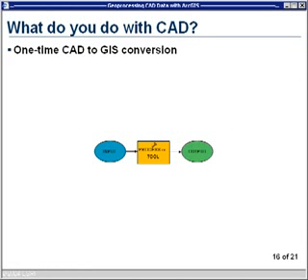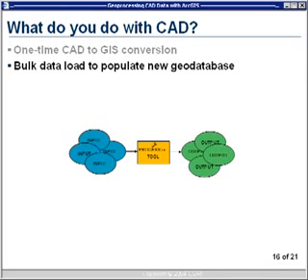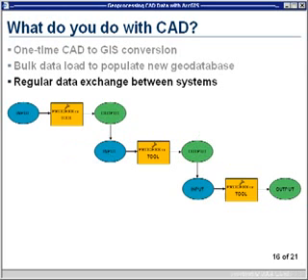What do you do with CAD? For many of you, this may be a one-time CAD to GIS data conversion, and simply using one tool at a time might be all you need. On the other hand, some of you might need to use multiple CAD data sources to populate a new geodatabase from scratch, or to populate existing geodatabase information from multiple CAD imports. Perhaps you have a number of CAD-based map sheets that need to be stitched together into a single thematic layer. A third option might be that you have a regular ongoing data exchange between CAD and GIS systems.